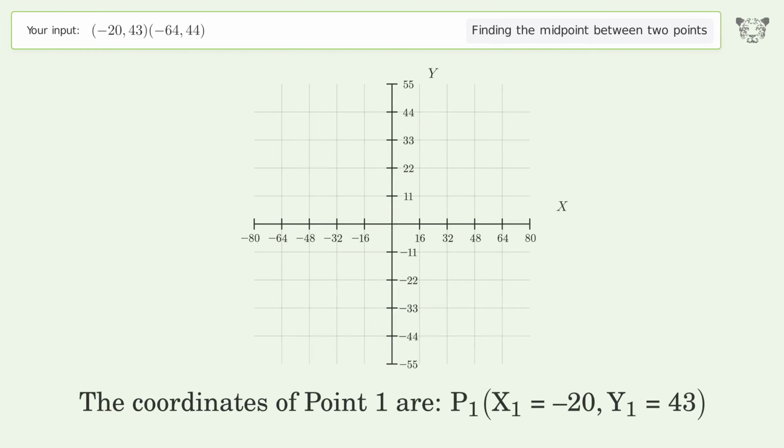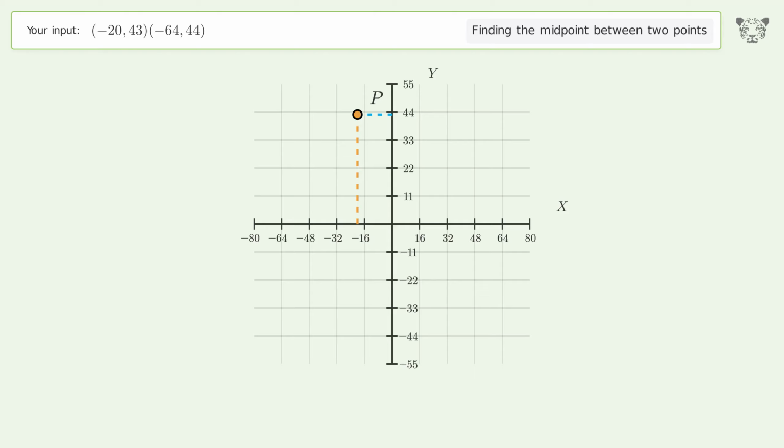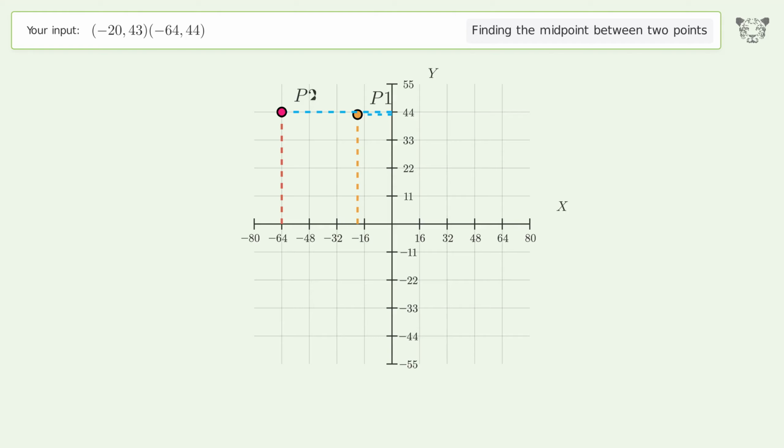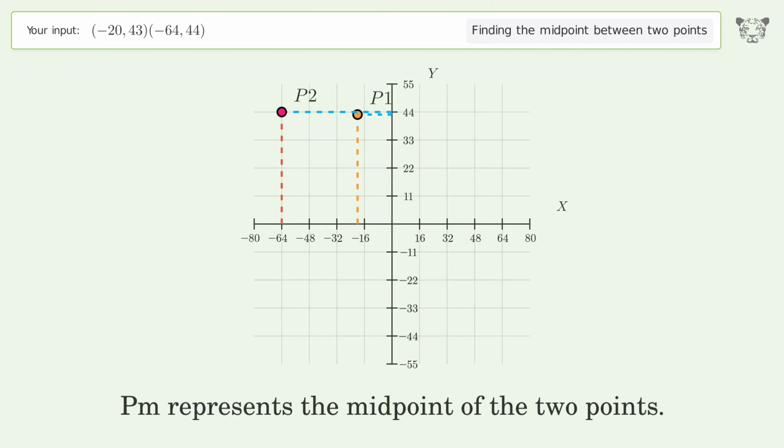The coordinates of point 1 are, x1 equals negative 20, y1 equals 43. The coordinates of point 2 are, x2 equals negative 64, y2 equals 44. PM represents the midpoint of the 2 points.